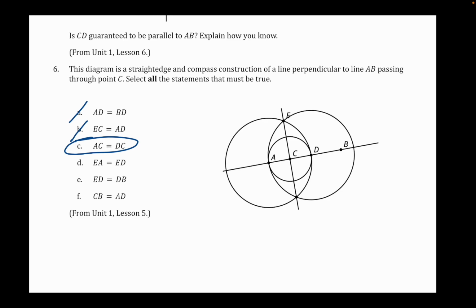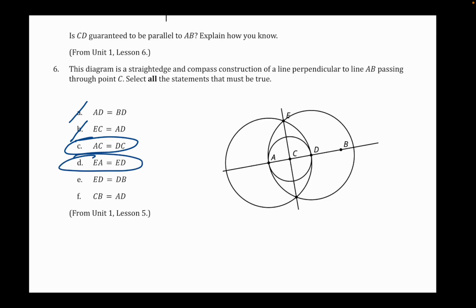Let's look at our next option. That is EA equals ED. EA equal to ED. This is again going to be true because these are radii of congruent circles, AE and DE. We know the circles are congruent because they pass through each other's centers. And so they have that shared radius. And so EA is a radius of circle A, and ED is a radius of circle D. So these, yes, are going to be congruent.